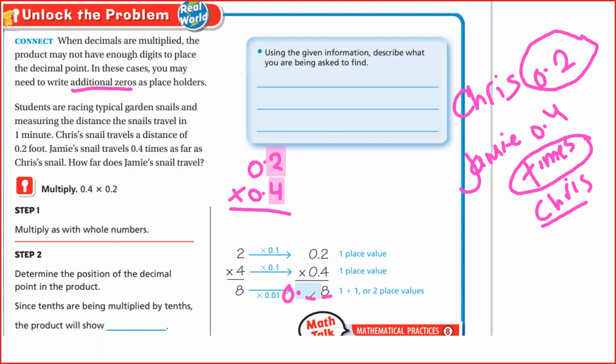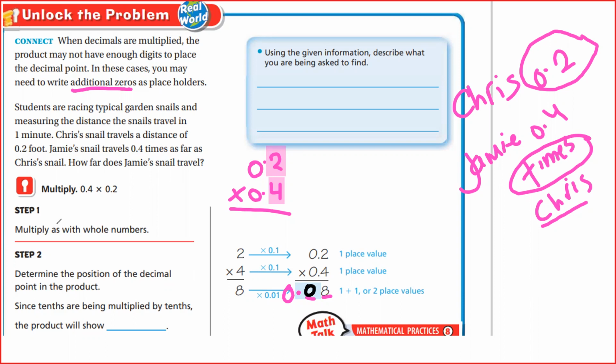And then they told me that if there are not enough digits, you have to add additional zeros. So it will be 0.08, or 8 hundredths. That's why we call the lesson zeros in the product. You have to add additional zeros in order to count 2 digits after the decimal point.